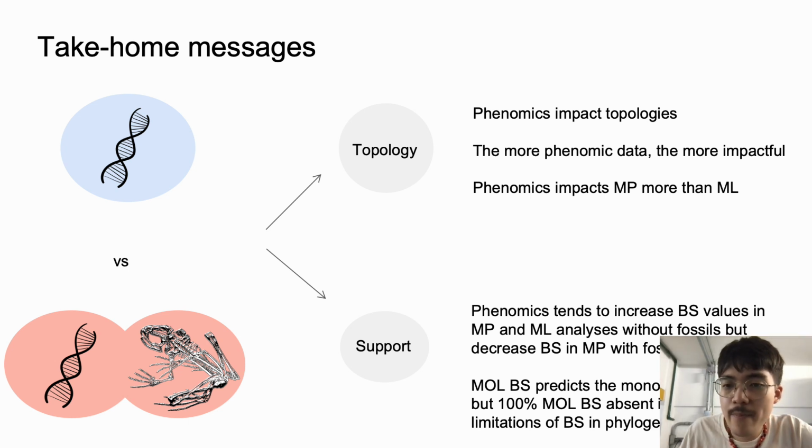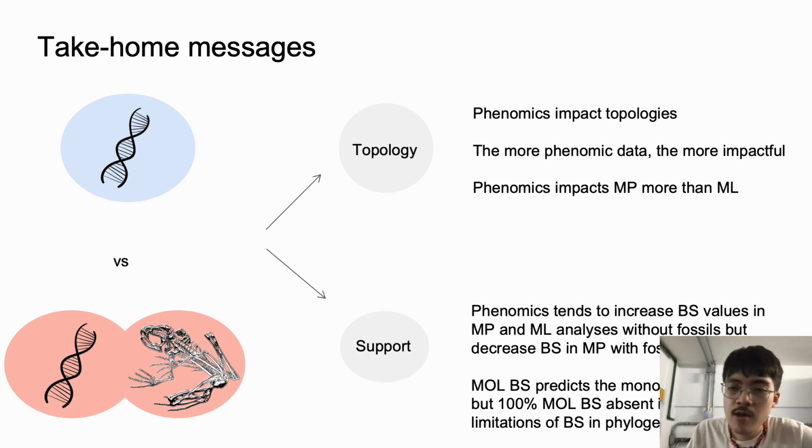Finally, the take-home message in this study: we compared molecular and total evidence trees in terms of topology and support. In topologies, phenomic evidence impacts topologies. The more phenomic evidence you have, the more impactful. But even in phylogenomic datasets, we still can detect the impact of morphology on total evidence trees. And the impact is higher in parsimony than maximum likelihood, according to some metrics like cluster information distance and Robinson-Foulds.